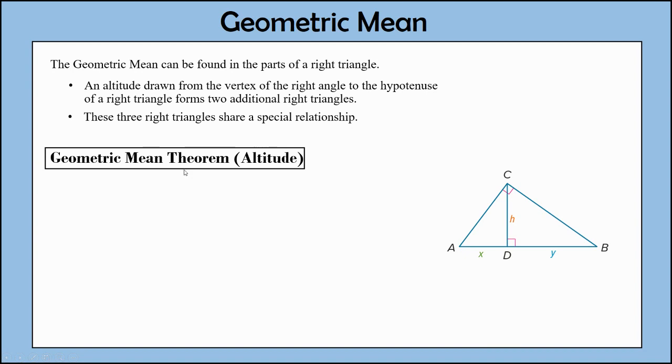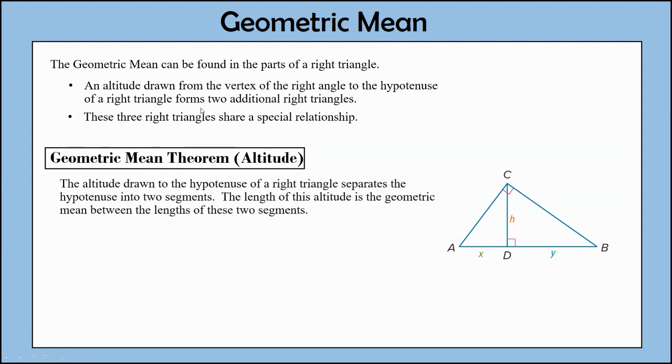So we can use geometric mean to find some lengths of the sides of this triangle given this altitude, as long as we know some information. The first geometric mean theorem we're going to deal with is how we can find the altitude, this H length right here. The altitude drawn from the right angle to the hypotenuse in a right triangle will divide the original hypotenuse. The hypotenuse is the side of the triangle across from the right angle, so AB is the hypotenuse. This altitude is dividing the hypotenuse into two different lengths, X and Y.